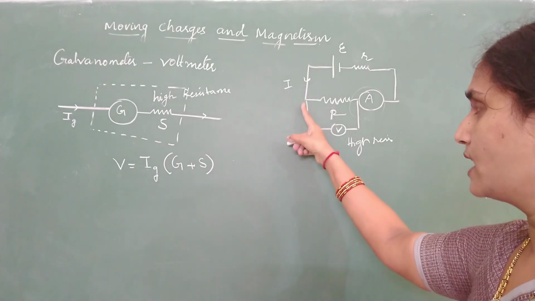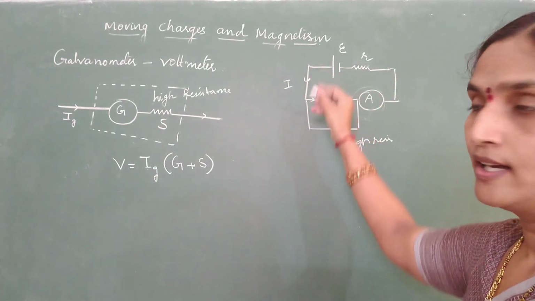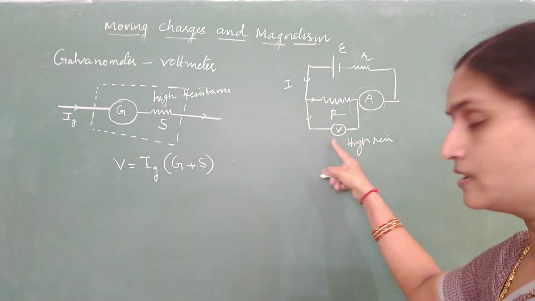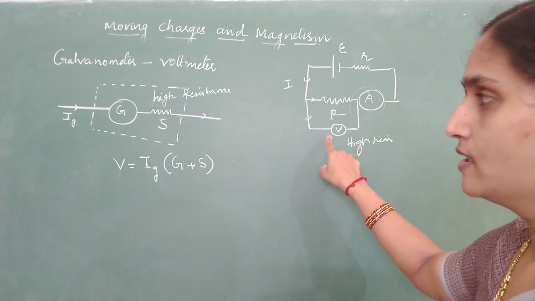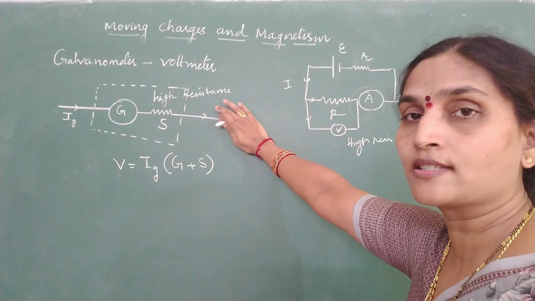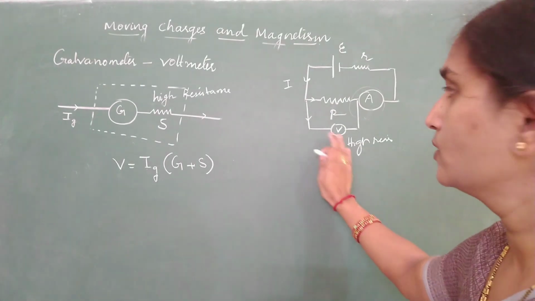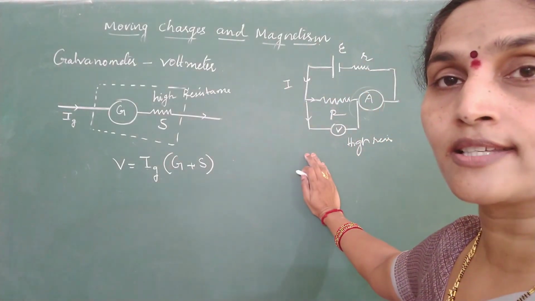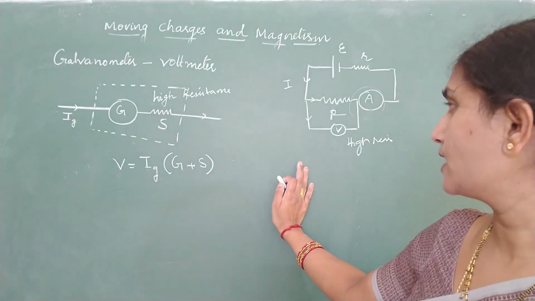Okay, the total current is I. Most of the current will pass through the main circuit. A very small current will enter the voltmeter, which is sufficient to produce a deflection. So why is it necessary to add a high resistance? So that even if you add a voltmeter, you don't alter the resistance by a large value. A very small change in resistance is observed.